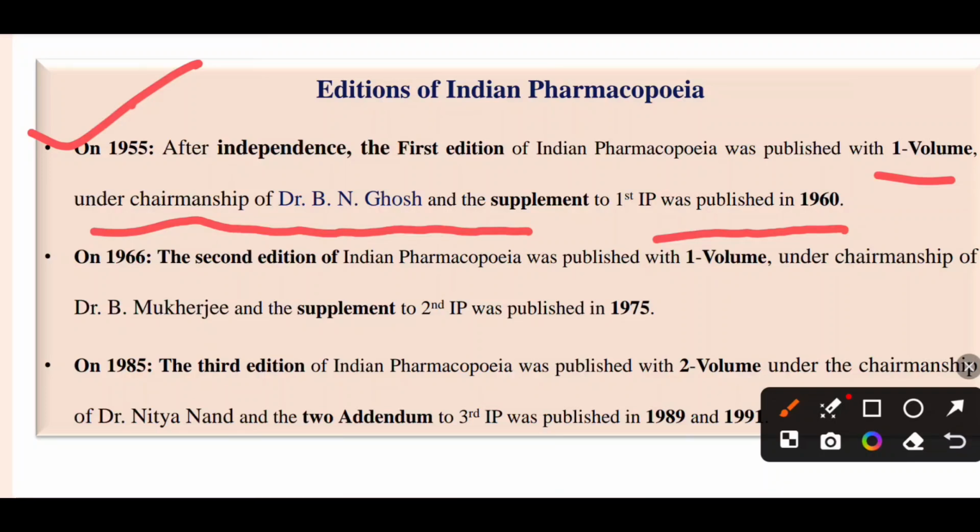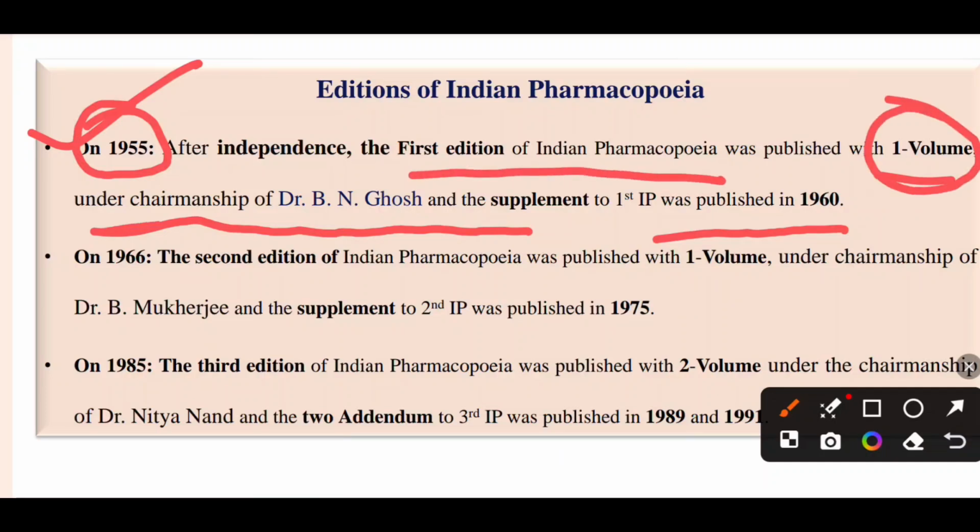In 1955, the first edition of Indian Pharmacopoeia was established with one volume, under the chairmanship of Dr. V.N. Ghosh, and the supplement of the first edition was published in 1960. So in that case, first of all, you should know what do you mean by supplements.